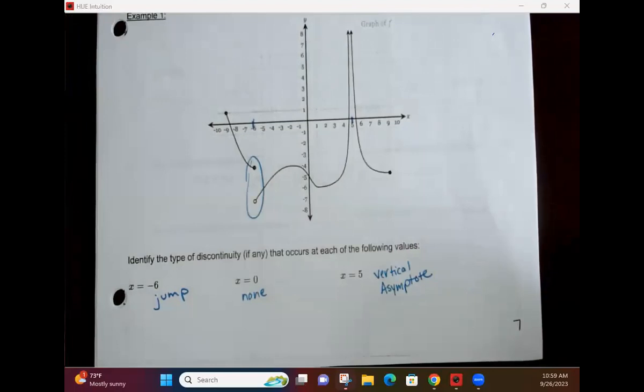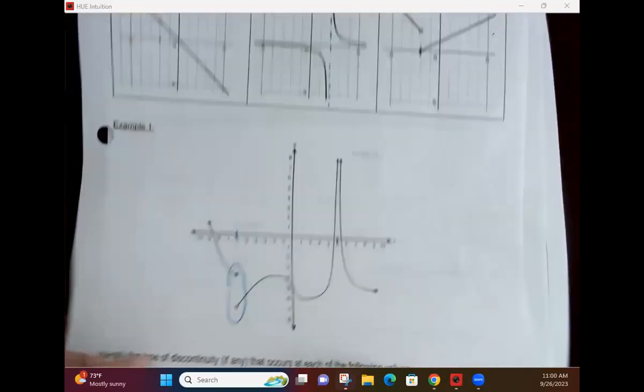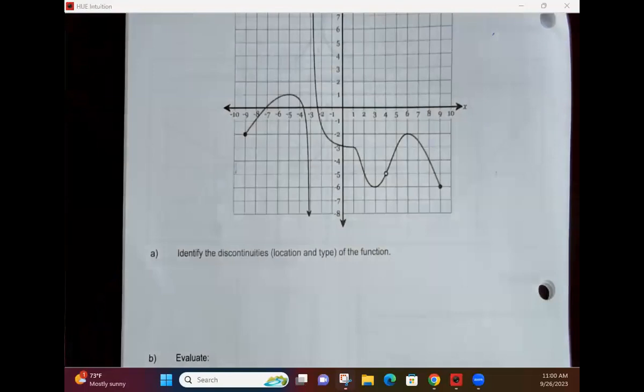That makes sense why that's an asymptote? On the next page, we're going to see a new graph, and we're going to identify any more discontinuities. So here's our next graph. Identify any discontinuities. We're going to state the location, what the x value is, and then what type it is.